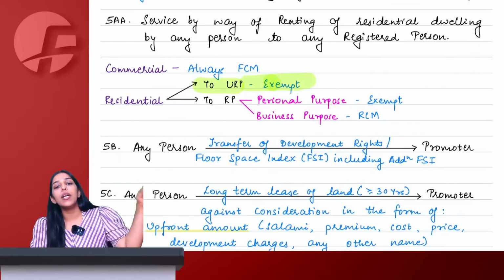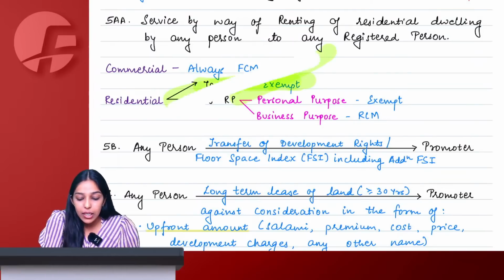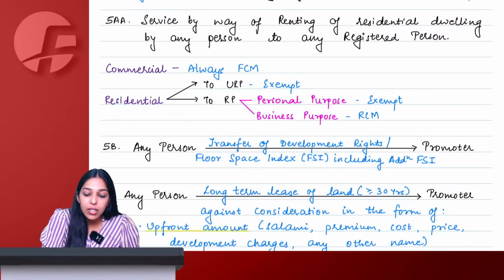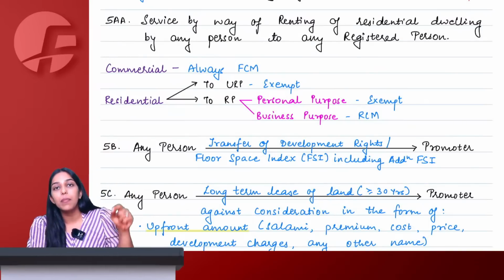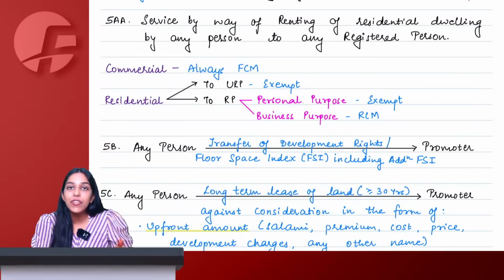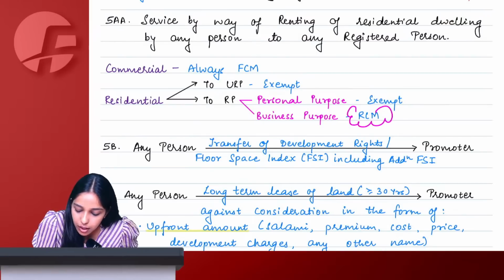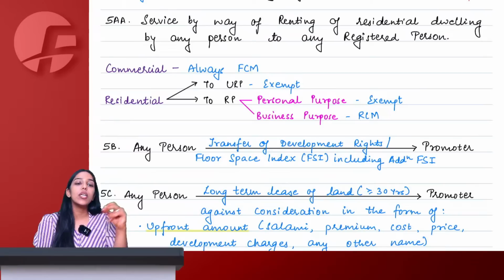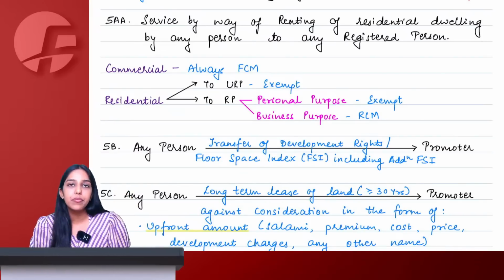If you are giving it to a registered person who is, even though he is registered, staying in that house for personal purpose with his own family, that is exempt. But if it is related to business, let us say a company paying rent for a director, or a proprietor paying rent for staff, in all of these cases it will be taxable under reverse charge mechanism. Say yes or no, clear to everyone.